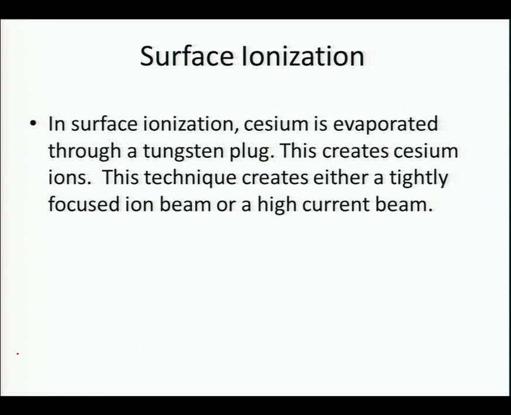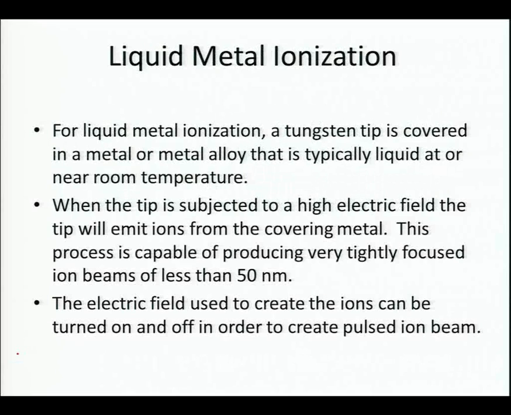Surface ionization. In surface ionization, cesium is evaporated through a tungsten plug. This creates cesium ions. This technique creates either a tightly focused ion beam or a high current beam. There's a trade-off there. For liquid metal ionization, a tungsten tip is covered in a metal or metal alloy that is typically liquid at or near room temperature.